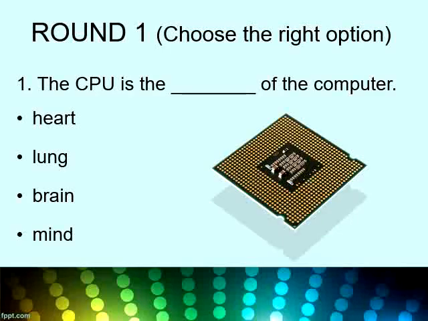In this round, you have to choose the right answer from the given options. The first one, as you can see, is very easy. The CPU is the dash of the computer. Heart, lung, brain, or mind? What do you think? Right you are. The CPU is the brain of the computer. Very good, children. You can calculate points for each round and each question. Give yourself 2 marks if you've got this question right.